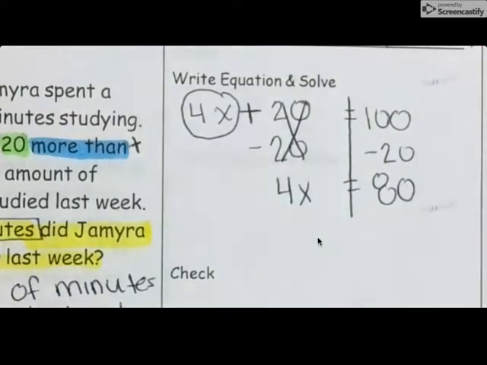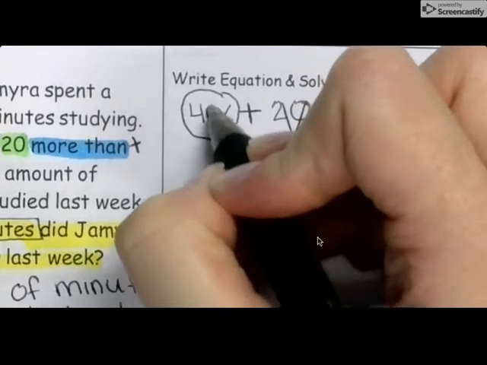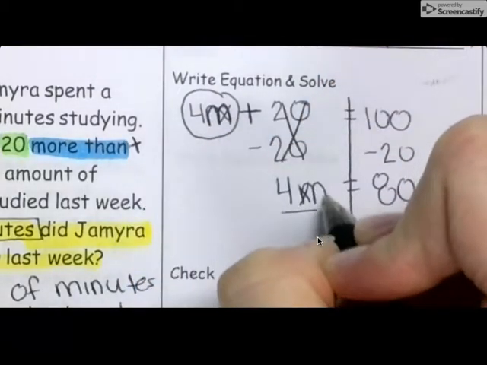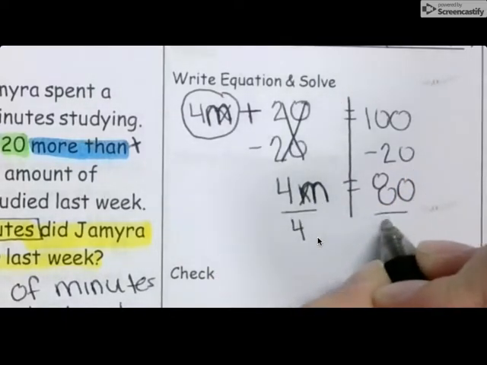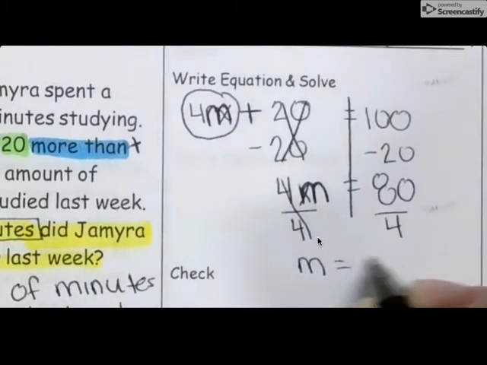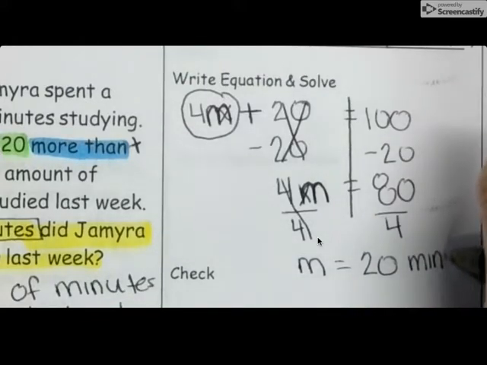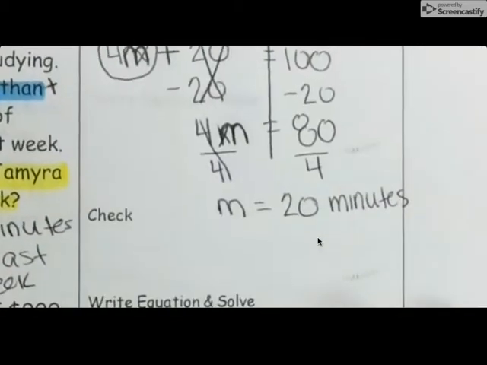Okay, so I subtracted 20 on both sides first. Oopsies. This is supposed to be an M. That's my fault completely, y'all. I'm so used to putting an X. Okay. And 80 divided by 4 is 20. And remember, M represented number of minutes. So this is going to be 20 minutes.